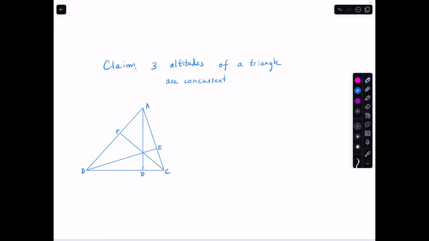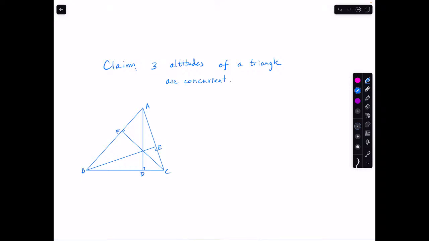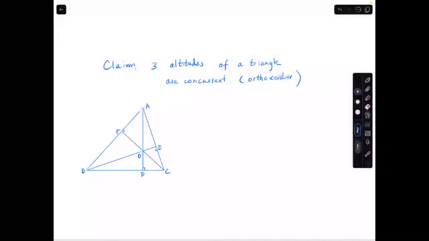Here this is 90 degrees, perpendicular, perpendicular, and perpendicular. This one is probably not quite yet. Let's draw it here, a little bit over here. Okay, that's perpendicular. So how do we prove they're concurrent? They all meet at the orthocenter of a triangle.